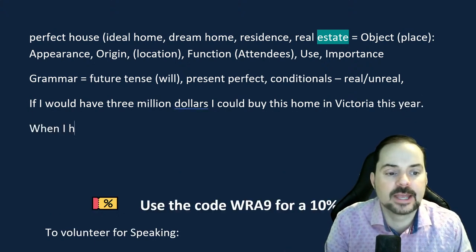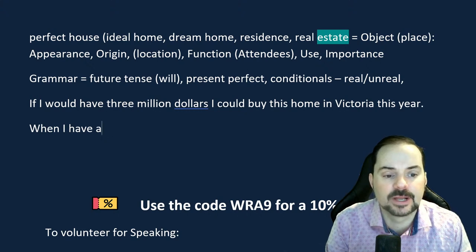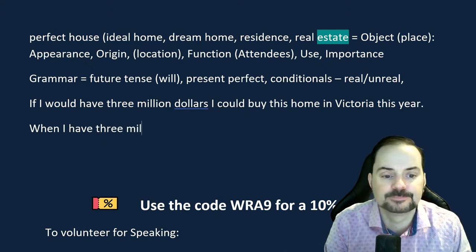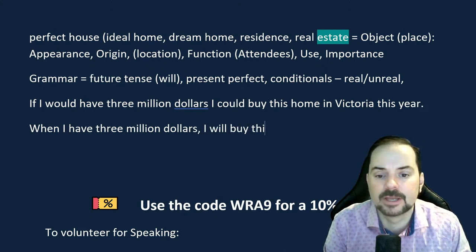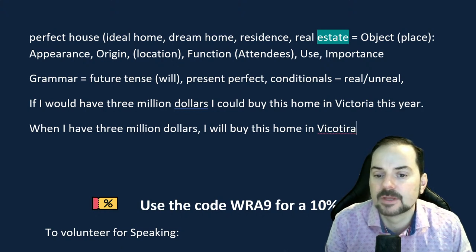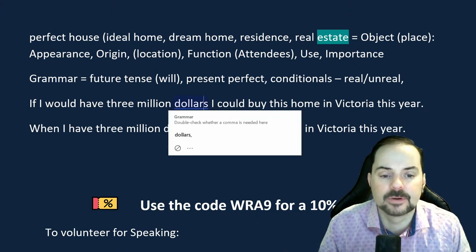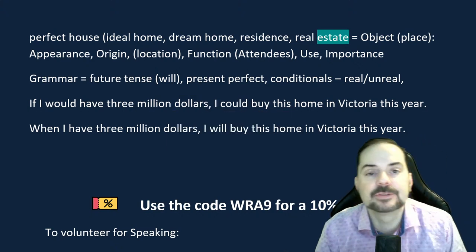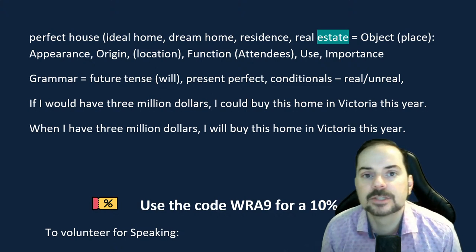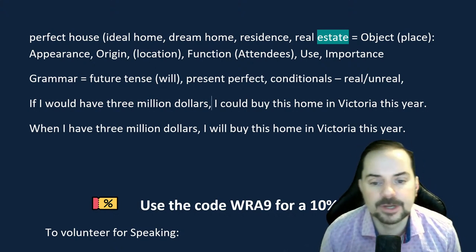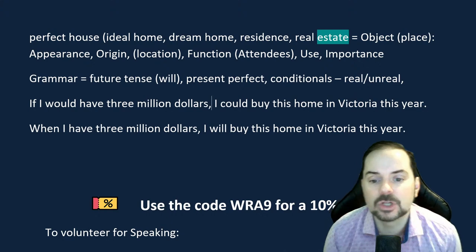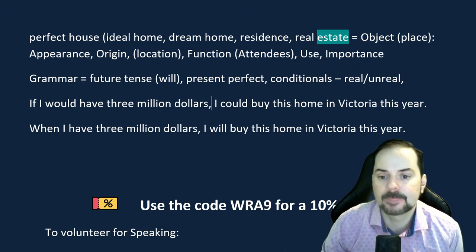When I have $3 million, I will buy this home in Victoria this year. And of course, we have to remember the comma after the dependent clause, or also called the subordinate clause, before the main clause, okay?